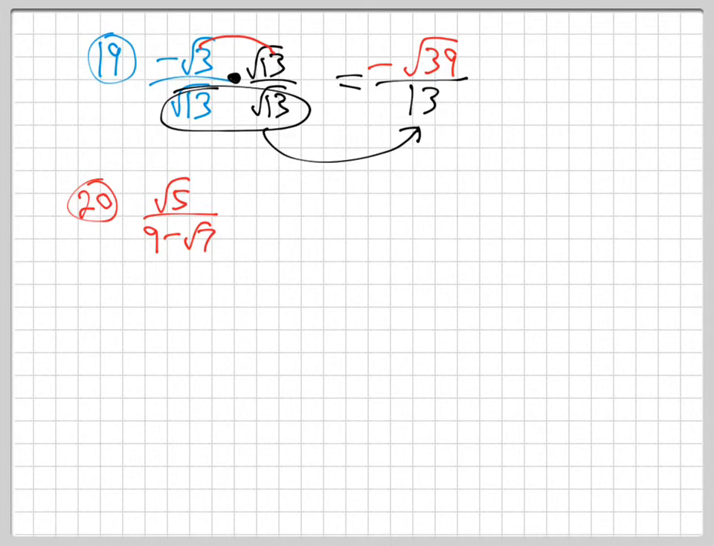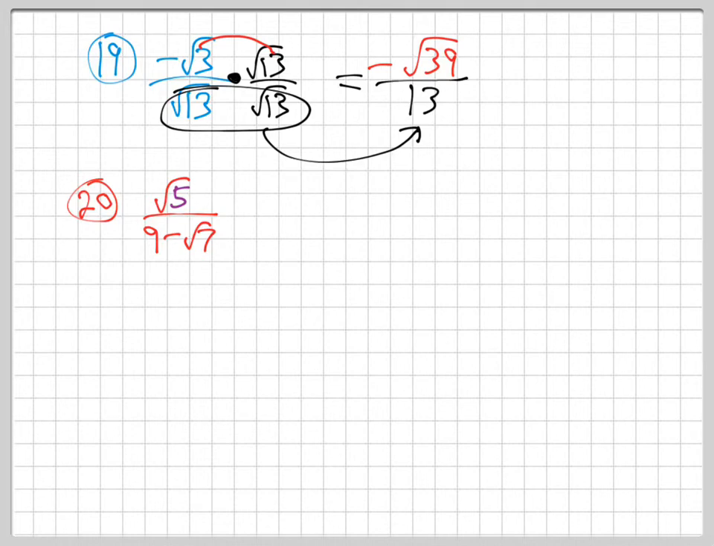Okay, now why can't we just handle it? And first off, what do we want to handle? What's our issue? We don't want the root in the bottom. We're okay with that root 5 on the top. We have no problem with him. But we can't have a root on the bottom. We cannot leave that root on the bottom. So we got to get rid of it.